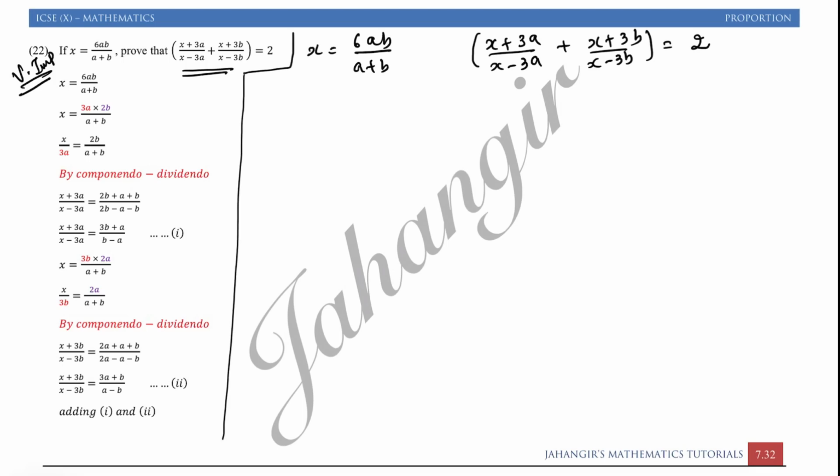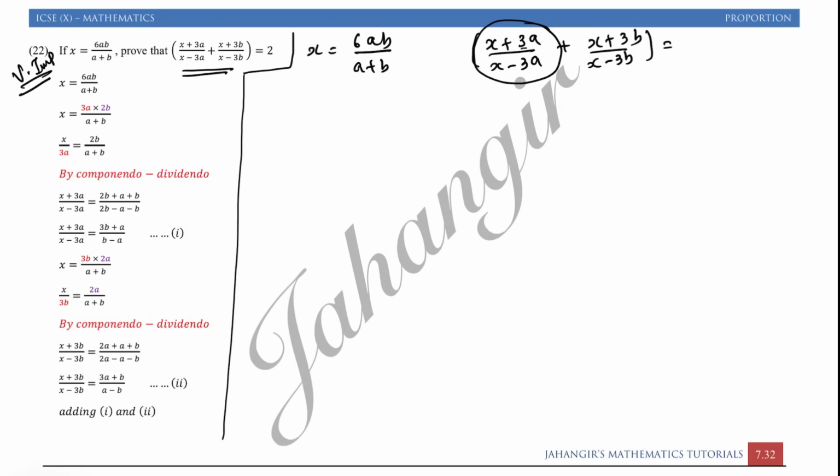What I will do, I cannot substitute this x value directly in this expression. We cannot do that, because mostly the question will be like, using properties of proportion you have to solve this. If you put this value directly, we are not using properties anywhere. The board will not accept if you just put x over here. So here we have to make a term such that we can use properties of proportion.